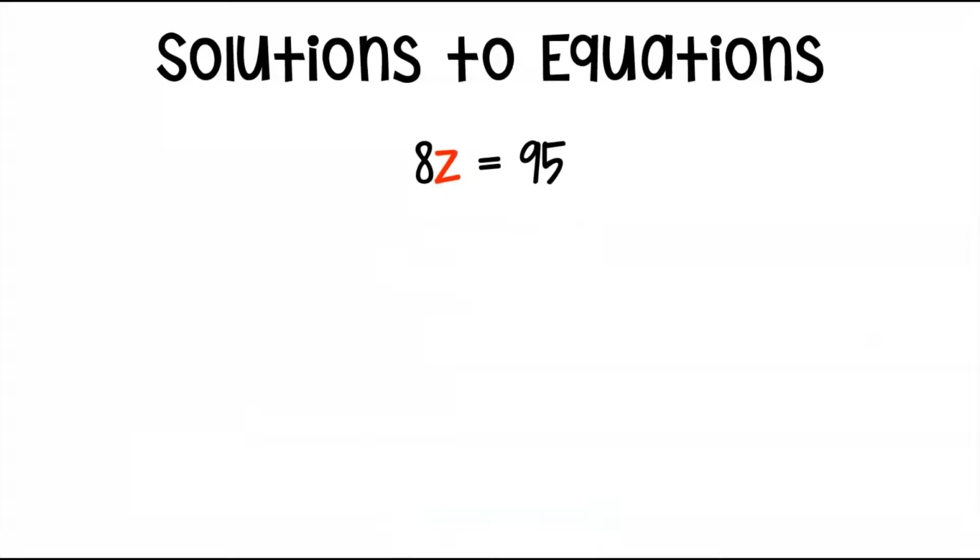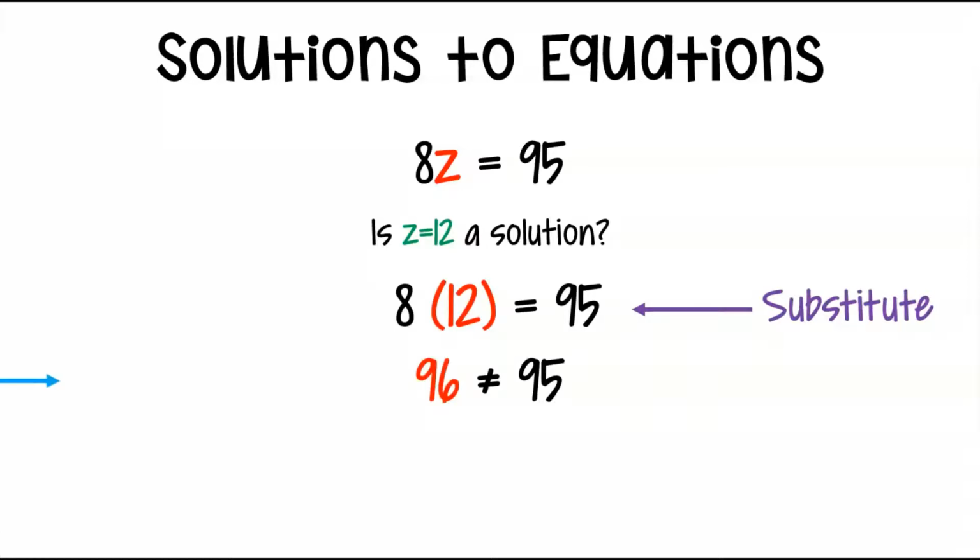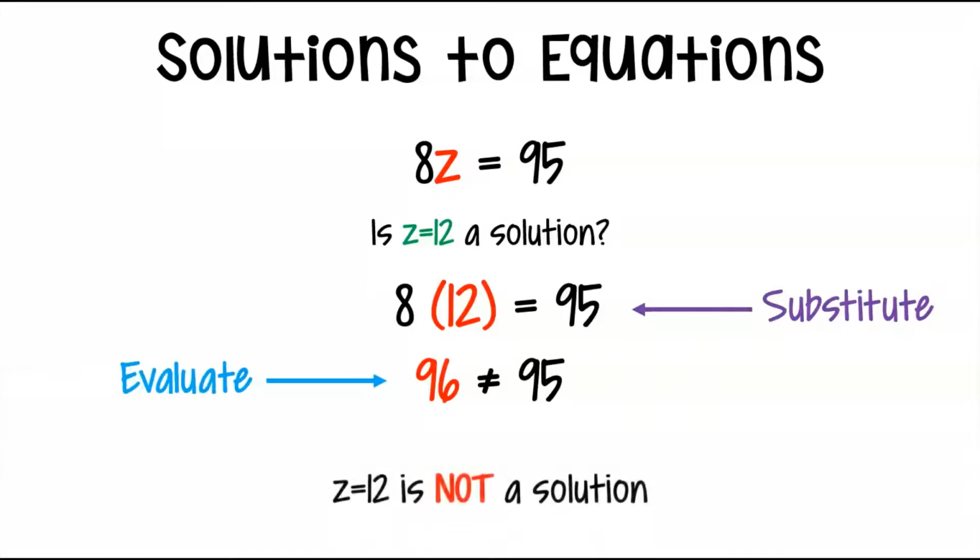8 times z equals 95, and we want to determine if z equaling 12 is a solution. First step we do is to substitute. And 8 times 12 needs to equal 95. Well, when we evaluate it, we find that 96 is what 8 times 12 is, and that does not equal 95, meaning that z equals 12 is not a solution to the equation.